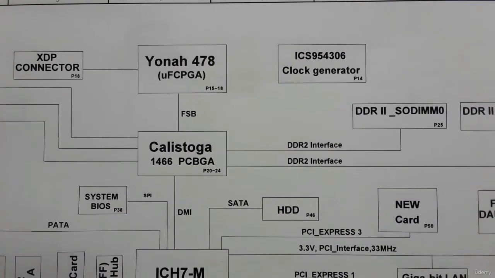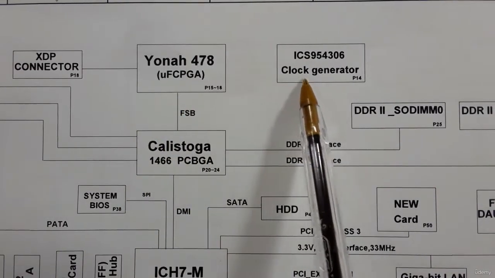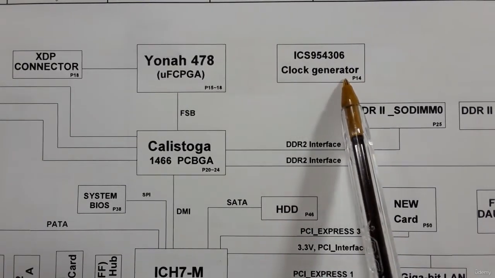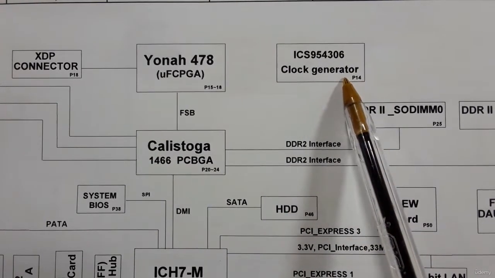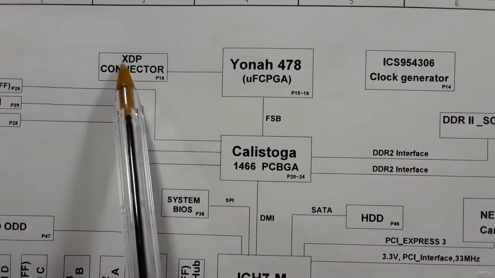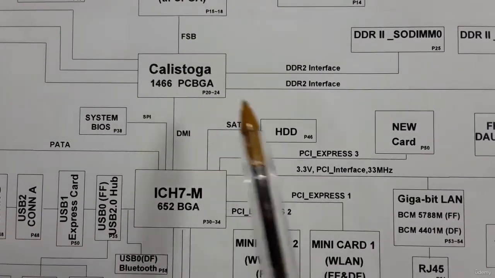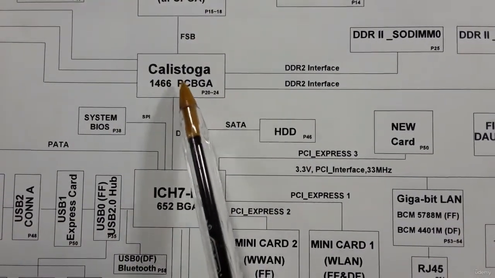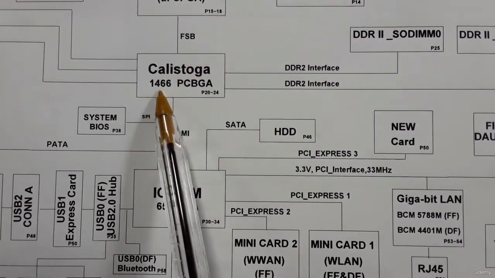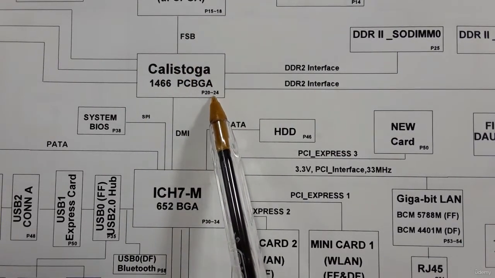And as I told you, always near to the processor we have the clock generator, the IC that generates the clock signal or the timing. Then here we have a connector, XGP connector. Here we have the GMCH. This is the 1466 GMCH in page 20 to page 24.